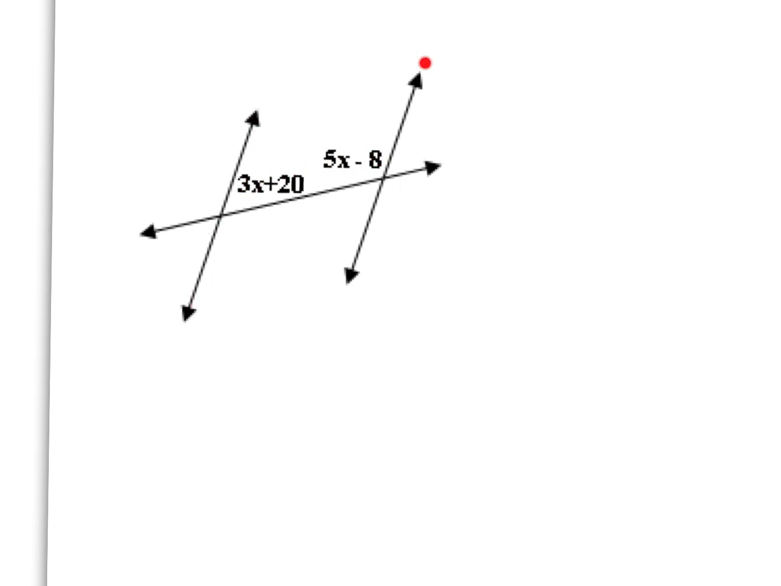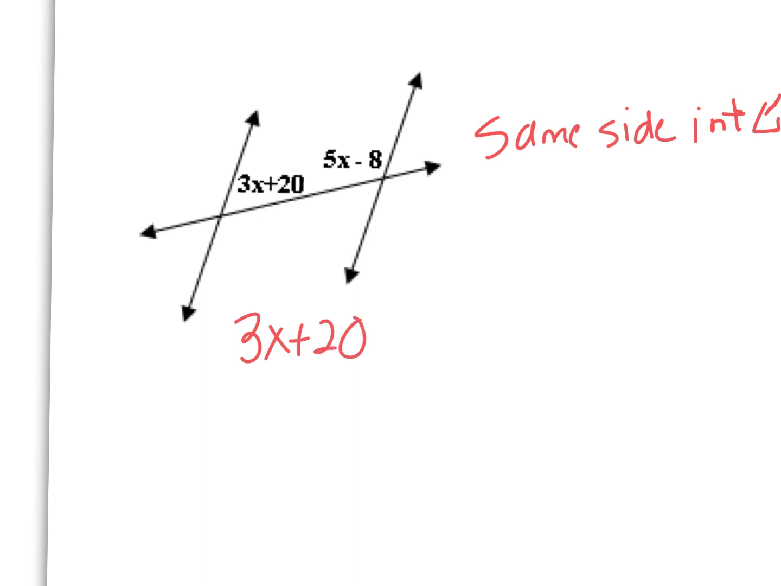They are on the interior and on the same side. They are same side interior angles. So we know that same side, remember we said they're not equal. The only thing they could be if they're not equal is supplementary. So 3x plus 20 plus 5x minus 8 has to equal 180.